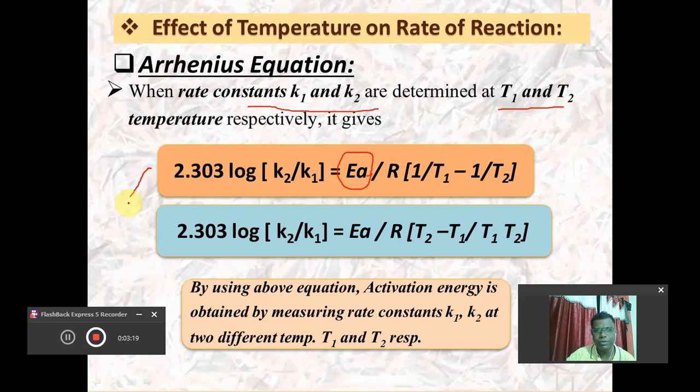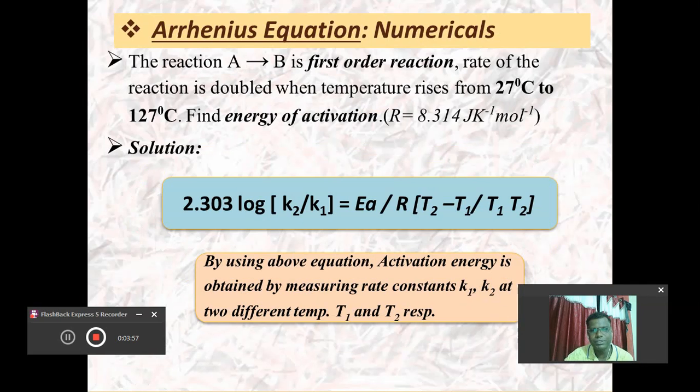Again, I just modified this equation into a simple form: 2.303 log to the base 10 of K2 upon K1 is equal to the energy of activation Ea divided by R into (T2 minus T1) upon (T1 into T2). In some books you will find 1 upon T1 minus 1 upon T2. This is nothing but T2 minus T1 divided by T1 into T2. So this is the simple equation, and it can be used to determine the energy of activation by measuring the rate constants K1 and K2 at two different temperatures.